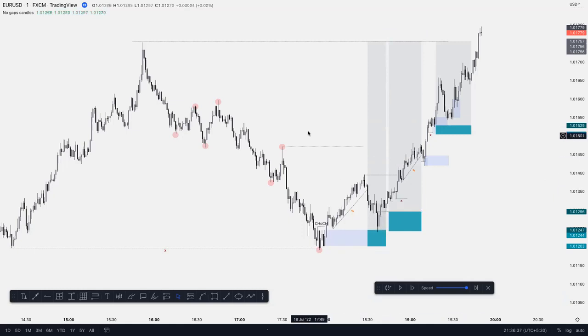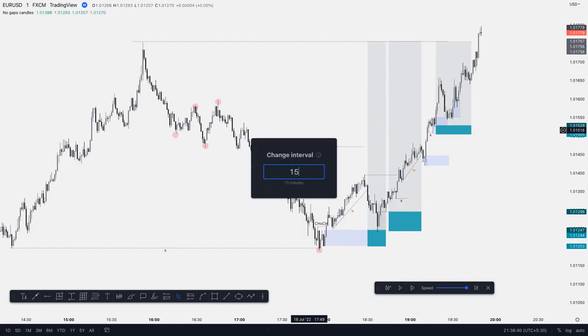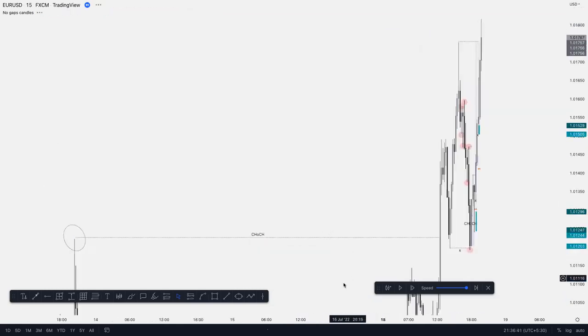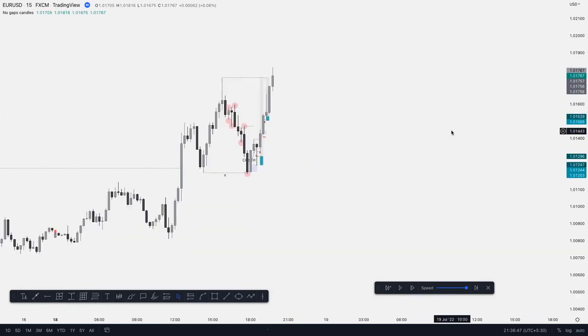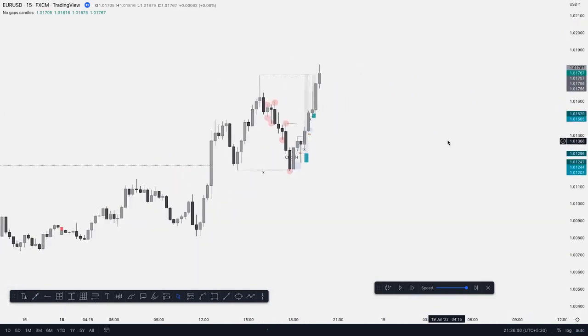So now let's go back again to the 15-minute. So after breaking this structure, where is our inducement? Okay, because market trend is bullish. So when can we buy again?